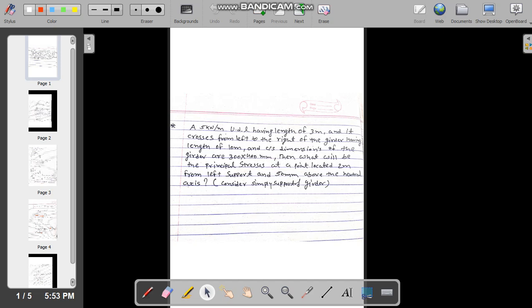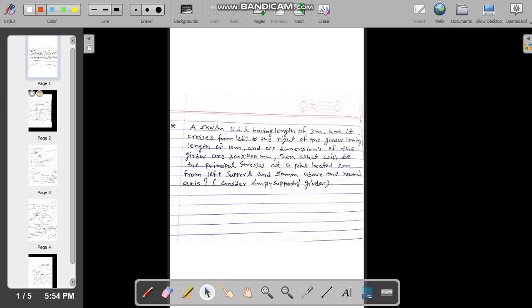So friends, we have a girder of length 10 meters and a UDL with an intensity of 5 kN per meter and a length of 3 meters. The cross-section dimension of the girder is 300 by 400 mm, and the UDL crosses this girder from left to right. We have to find the principal stresses at the point 2 meters from the left support and 50 mm from the neutral axis.